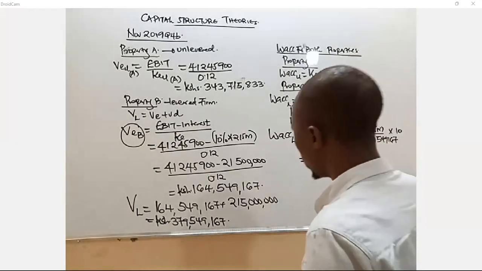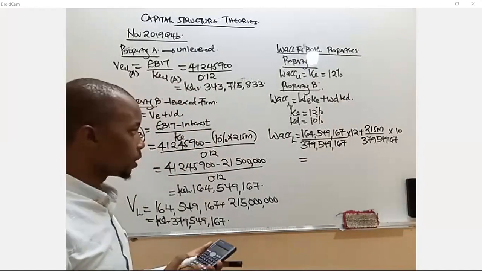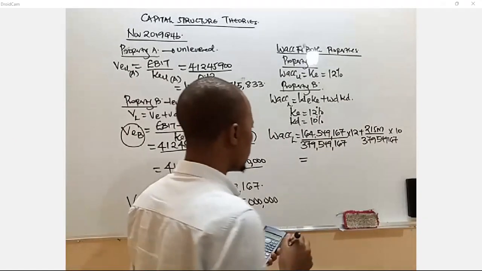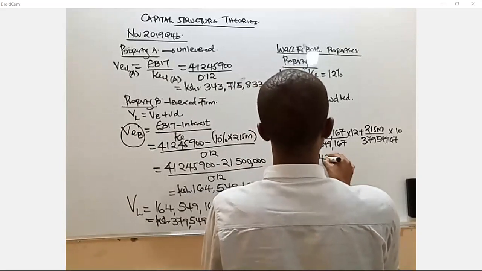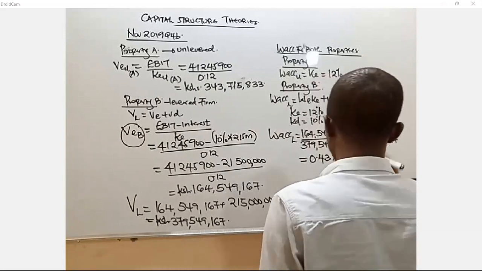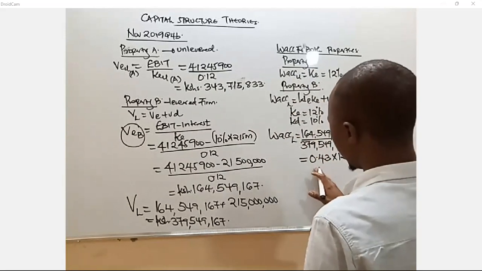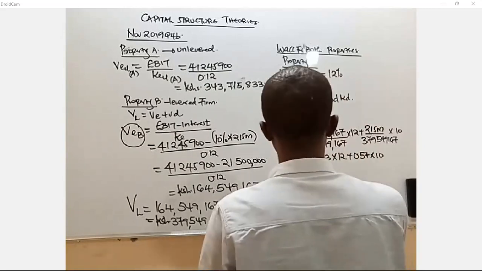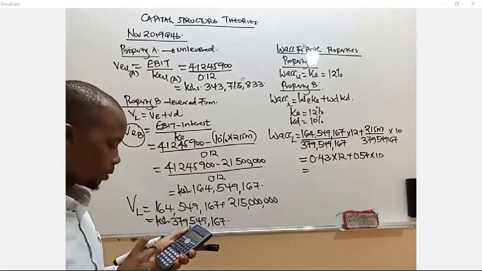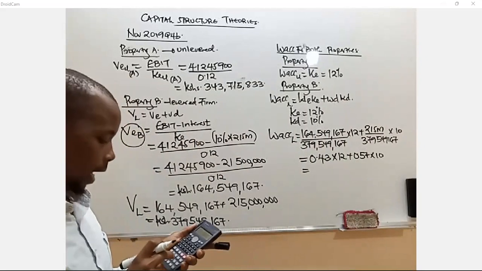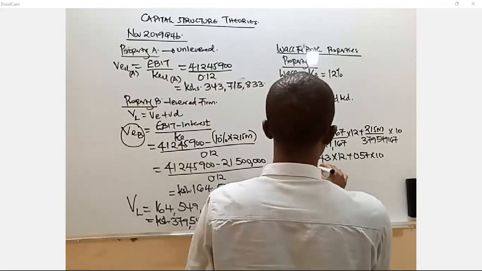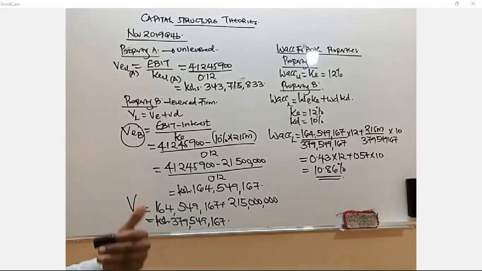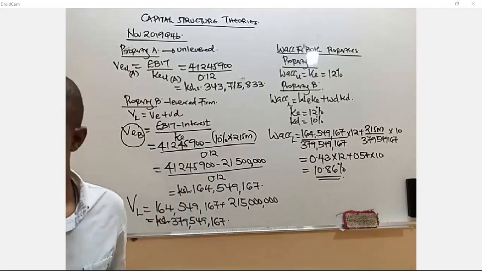So what will be the weighted average cost of capital for the levered farm? I just say 164,549,167, I divide by my answer. I will be able to get something closer to 0.43 times 12. If you want to calculate the other one, you can, but you know the weights are supposed to be equal to 1. This one will be 0.57 times 10. So what is the WACC of the levered farm? I just say 0.43 times 12 plus 0.57 times 10. We are getting 10.86%. That is how you normally compute the WACC of a levered farm.